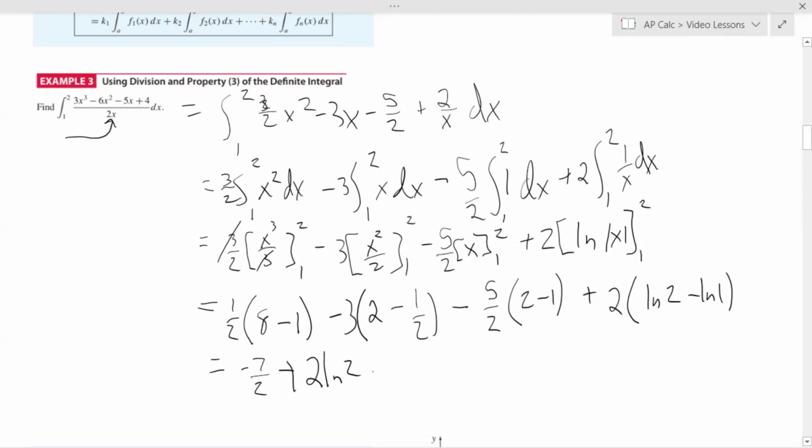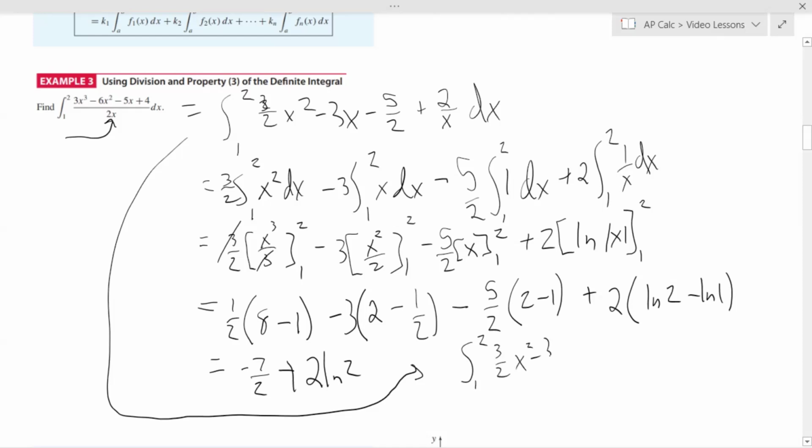Okay, now one of the things that you could actually do with this is if you just had this basic integral, 1 to 2, of 3 halves x squared minus 3x minus 5 halves plus 2 over x. I'm not going to redo the whole thing, but usually this middle step where you break it apart is often not included. You just do each term.